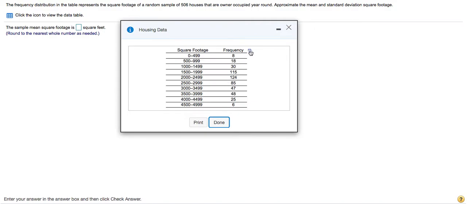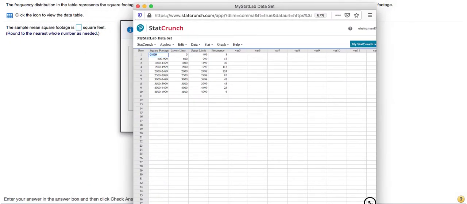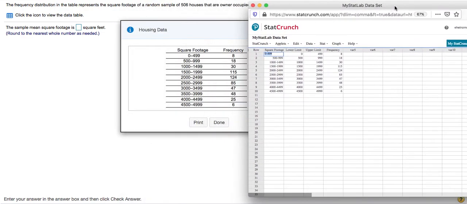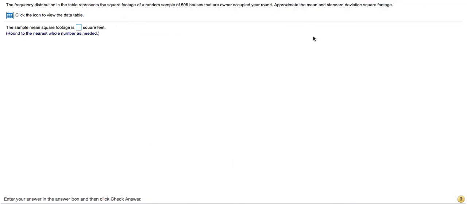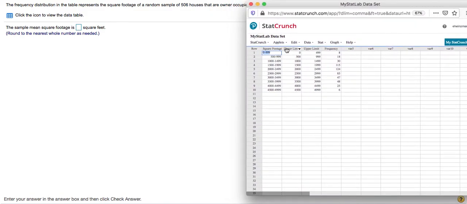I'm going to open this data in StatCrunch. And I'll move that over here. And I can close that data. I don't need it anymore. Again, we have a frequency distribution, which is why we're only approximating the mean and standard deviation. But here's how you do that.